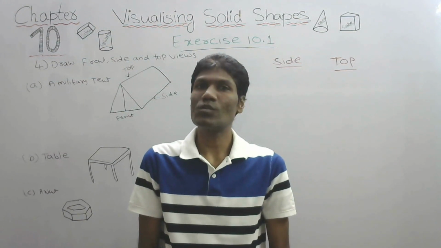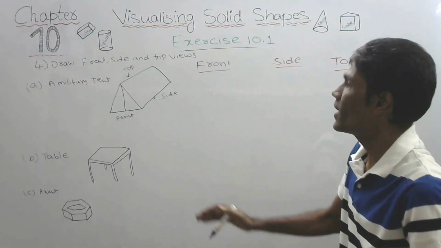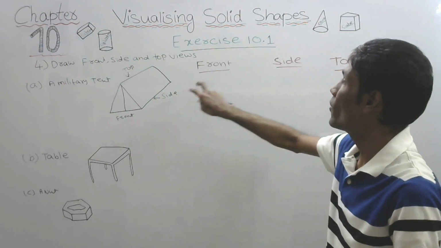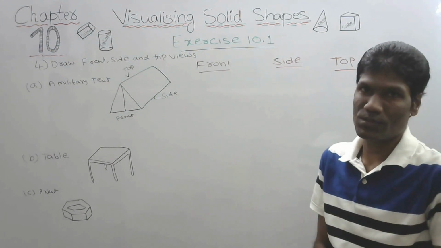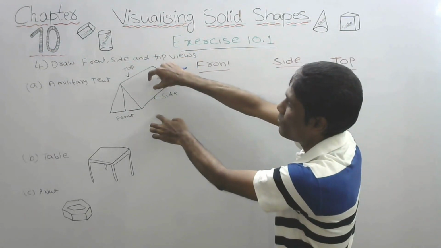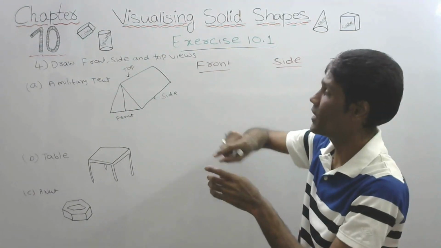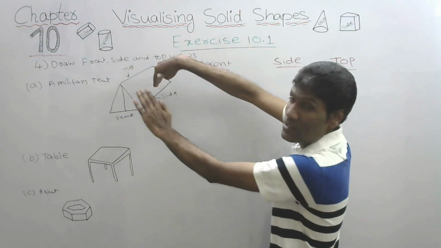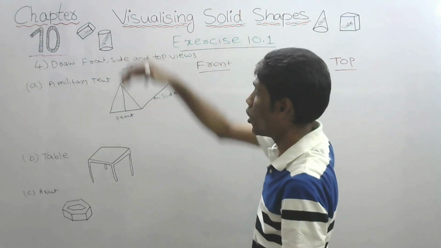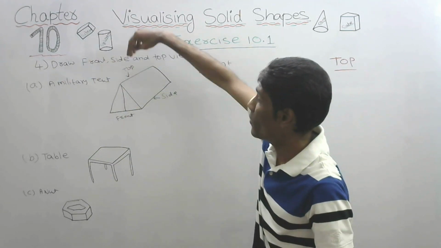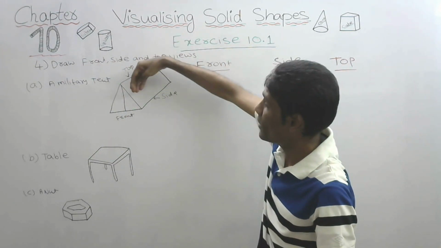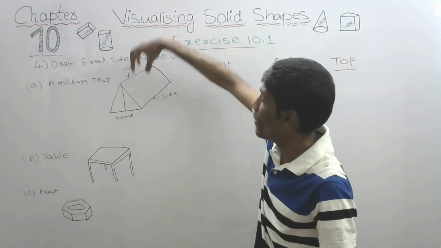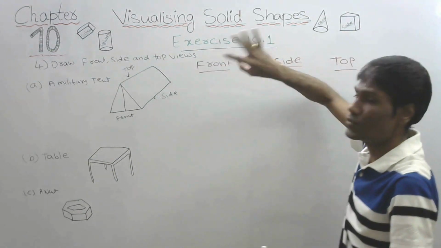Next, fourth question. In this question, he has given some objects and asking to draw front view, side view and top views. For example, take the first one, that is military tent. From front, it will look like this. So from side, when we see, only this part is visible. When we see from the top, this is not visible. From the top, this line is visible. This part and the other part is visible. So we should imagine and we should draw those figures.